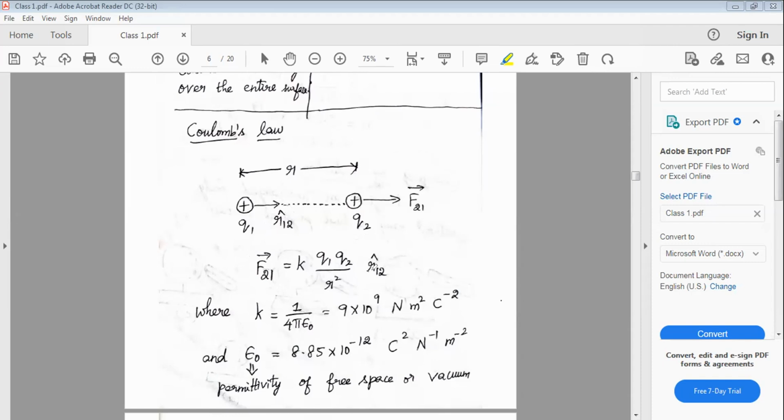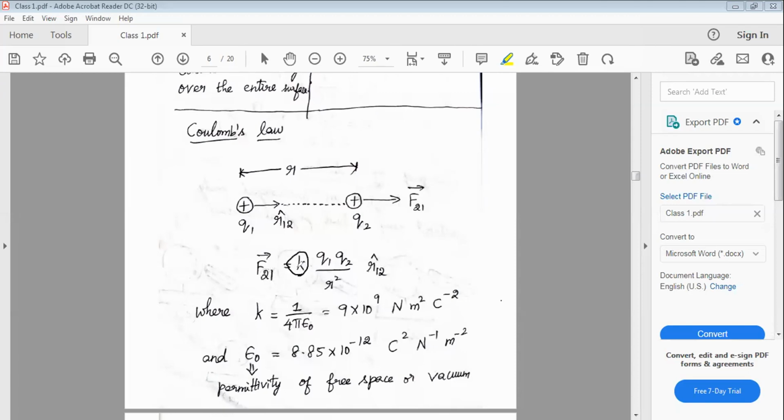So what is the purpose of a unit vector actually? It is to impart direction to a particular scalar. When you just put K Q1 Q2 by R squared, you have magnitude only. And when you multiply by this unit vector, you are giving direction also to this force. So vector F21 is the force exerted on charge 2 by charge 1, charge Q2 by charge Q1.